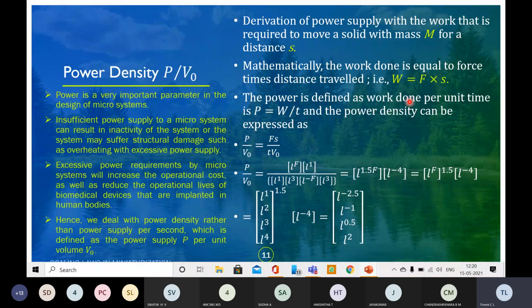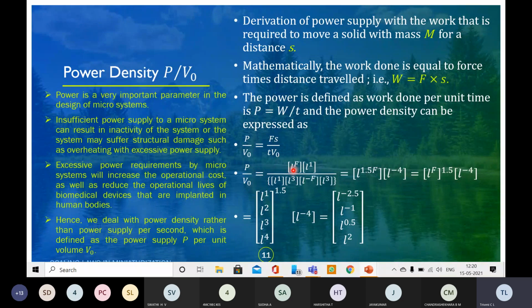Which is taken as what? Work done per unit time, so W by T, where W is given as F into S, divided by T. And V naught we are taking as it is. Now let us substitute in the form of the linear scale parameter. So F by V naught will be equal to what?